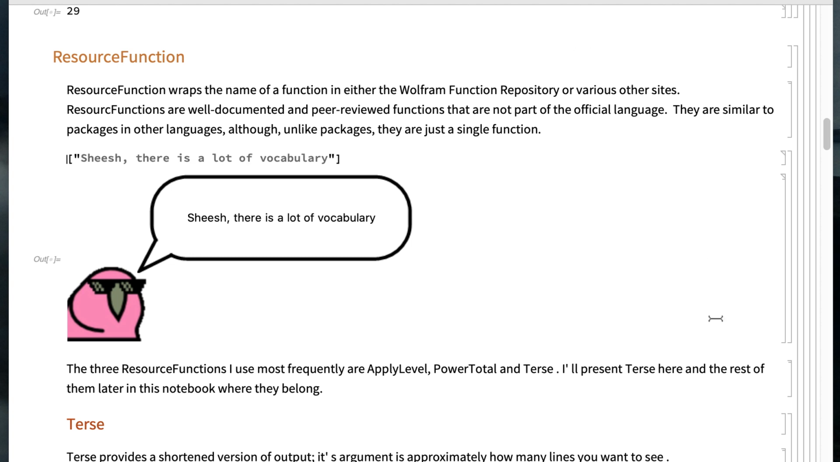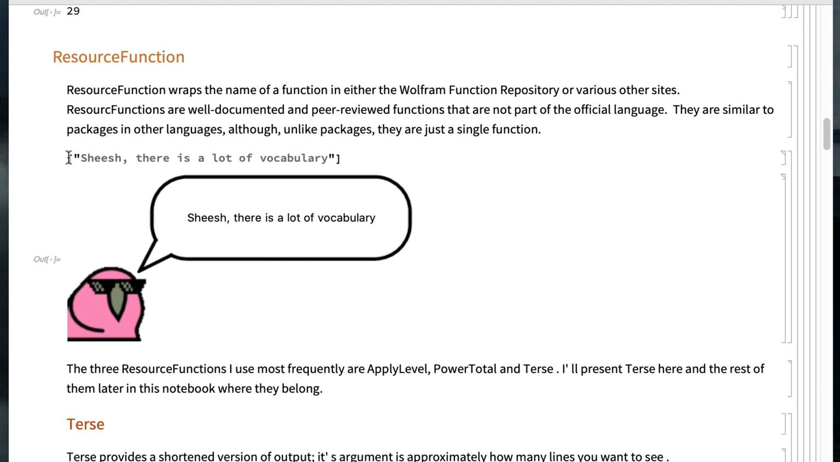Wolfram Language has lots of built-in functions, but in recent years they've permitted users to extend the language by adding functions of their own that go through a peer review process that are extensively documented and that work to all intents and purposes like built-in functions. These are kind of like packages in other languages, and so these are called resource functions. So let me show you how you use one.